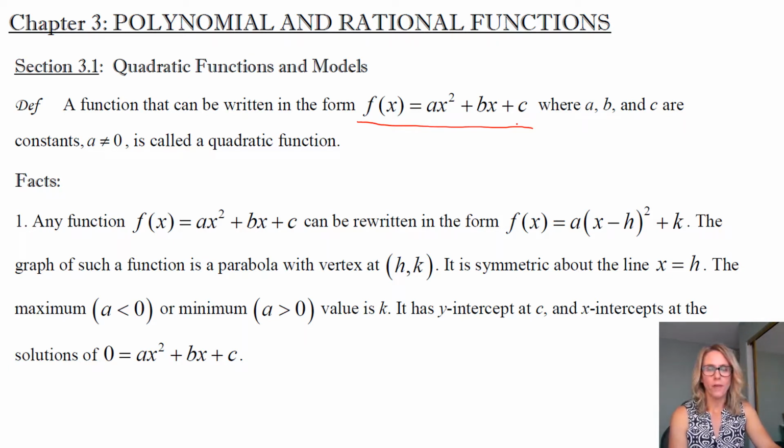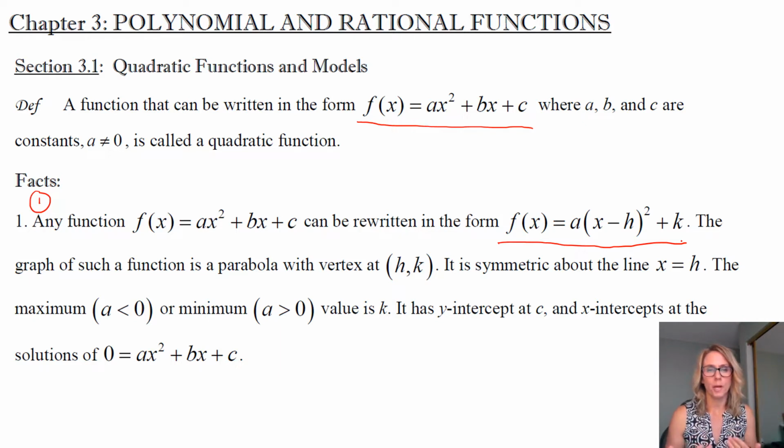So a fact here, and there's kind of some pieces to it, is that f of x equaling ax squared plus bx plus c, if you have something in that form, it can always be written in this form. So it basically just requires some rewriting of it. You're doing some math there to kind of move things around, and you can write it in that form.